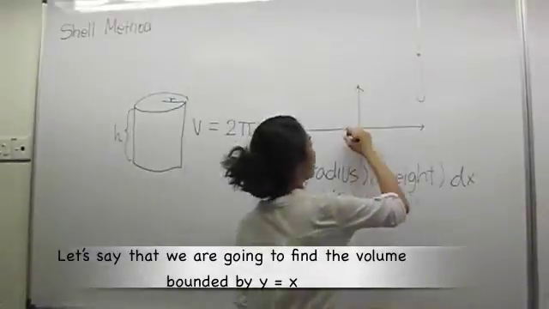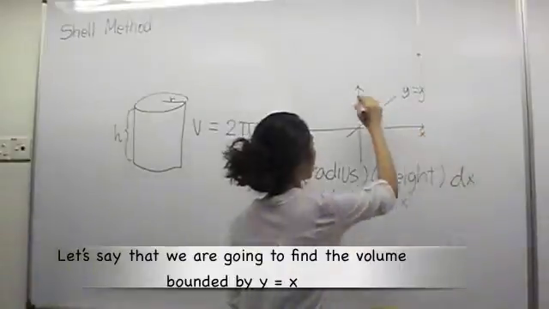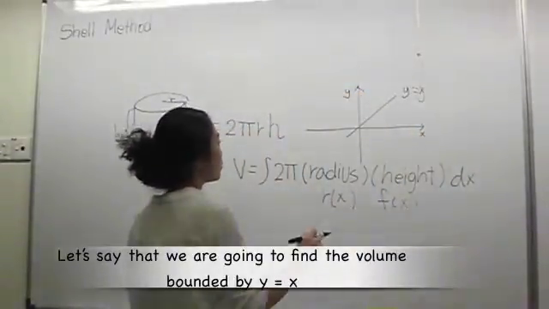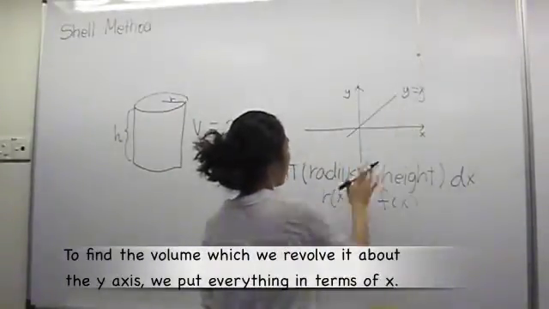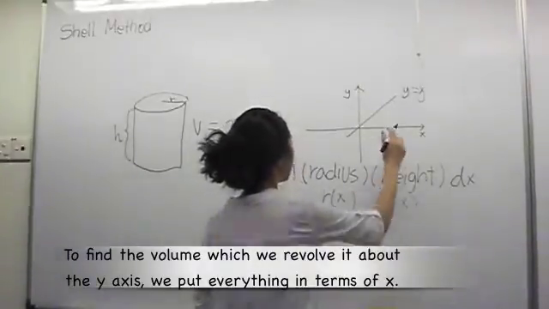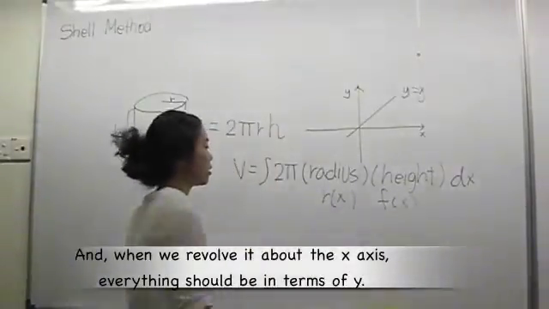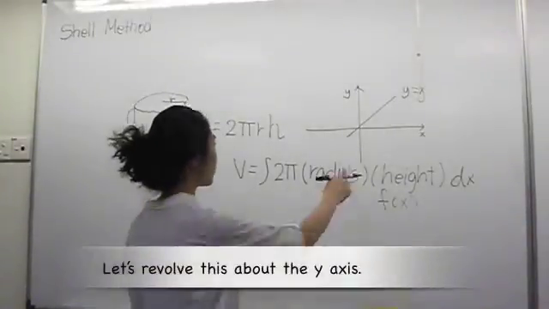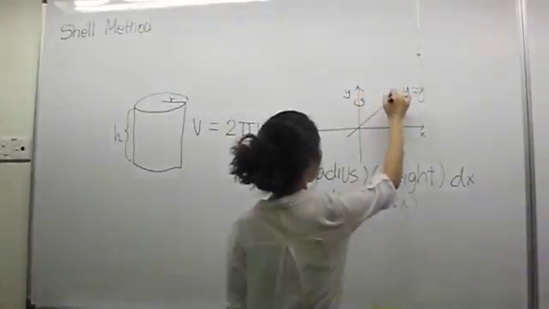Let's say y equals x, which is very easy to explain. To find the volume revolved about the y-axis, we put everything in here as x. And when we revolve about the x-axis, it's going to be y for every radius and height, and dy. Let's revolve about the y-axis. And the line, the limit.